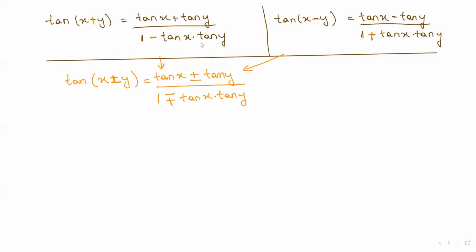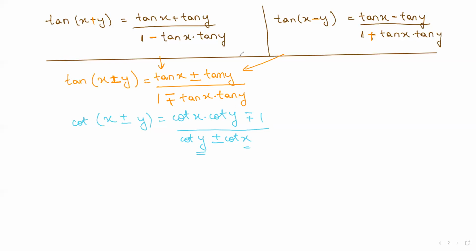Similarly, for cot, we have this formula. Cot of x plus minus y is equal to cot x into cot y minus plus 1 upon cot y plus minus cot x. Observe that the second angle of cot comes first in the denominator and the first angle of cot comes second in the denominator.